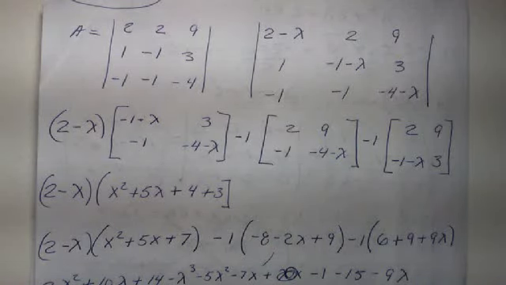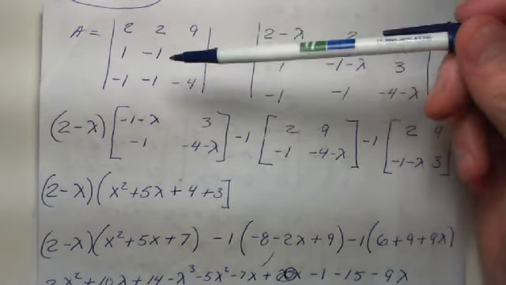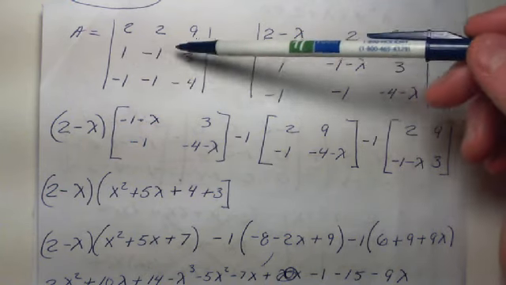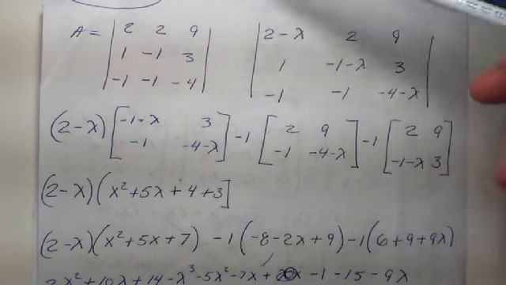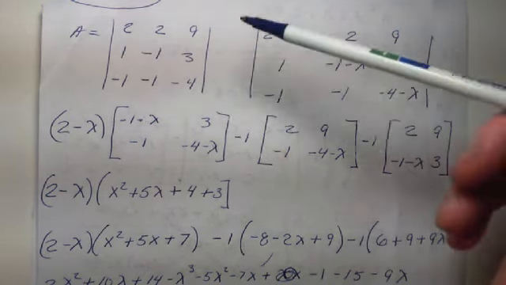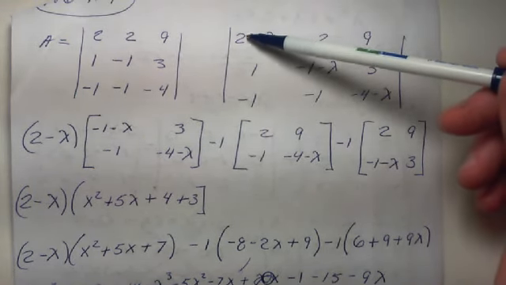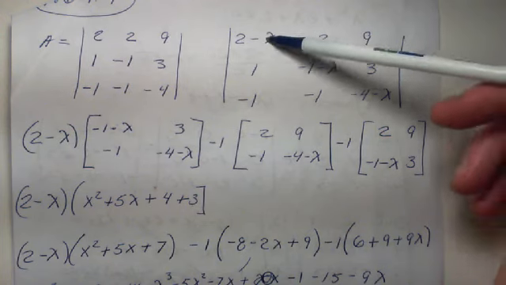This is 4-6 number 9. Just going to go back through it. Again, this one you're set up with A being 2, 2, 9, 1, -1, 3, -1, -1, -4. Okay, so on this one you're going to just set these up as the minus the lambda coming straight down.